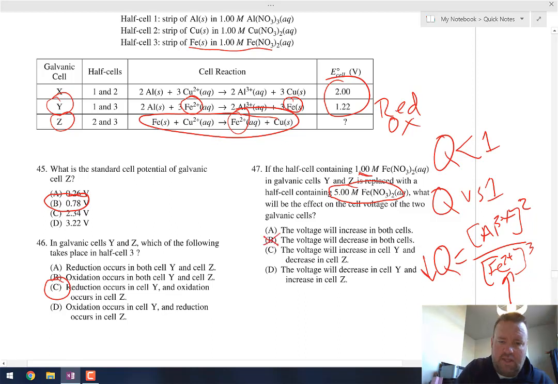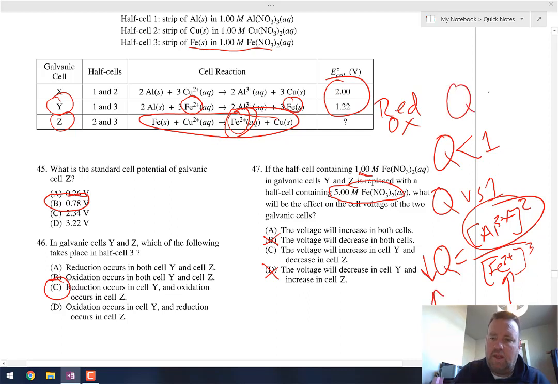So that means B is out and D is out. Okay, now in Z, hopefully just real quickly, you'll notice that iron is a product. That means the iron's going to go on the top here. That's going to make the Q value go up. That's going to make Q greater than 1, which means that it decreases the driving force. That means the cell potential is going to go down. The correct answer is C.